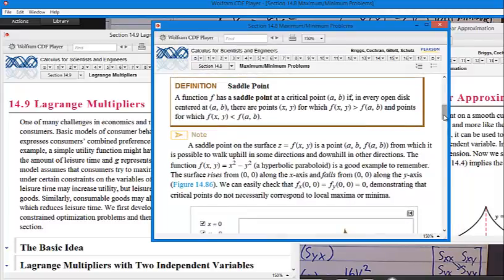Basically what you need is if every open disk that you could possibly draw around the point will have some points lower and some points higher, then that's what negative discriminant indicates. We call it a saddle point in this book, because maybe the most basic example is what I just showed you.